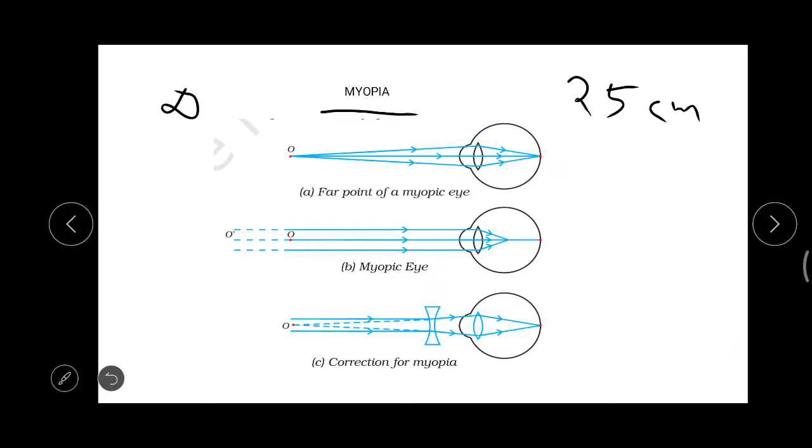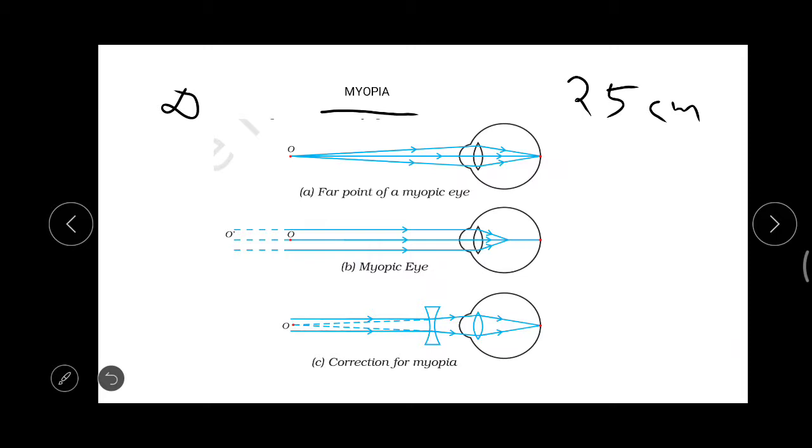Myopia is also known as nearsightedness, and a person with a myopic eye cannot see the distant objects.